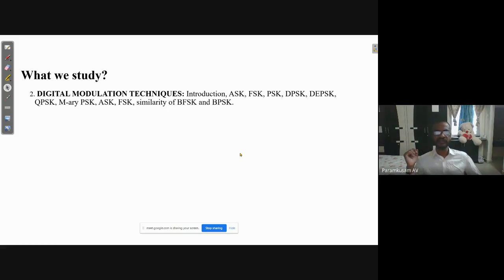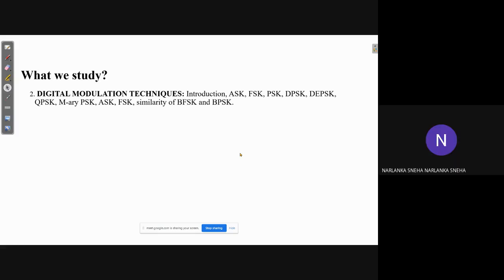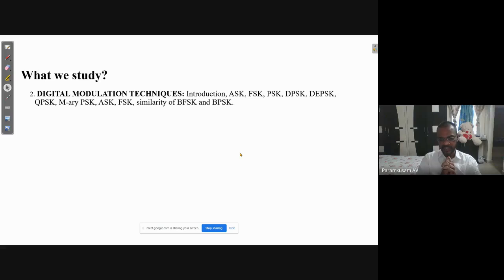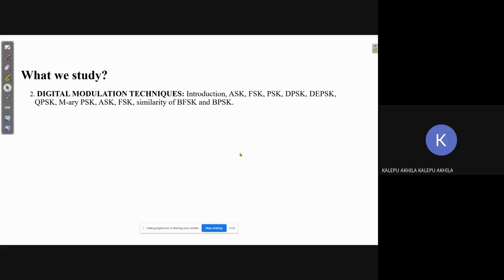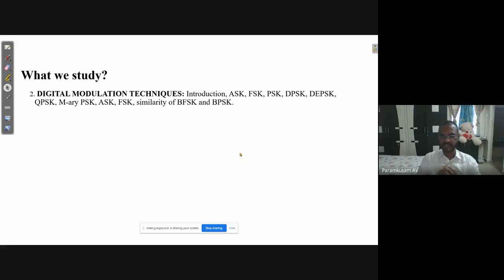Okay, next, frequency shift keying. Can anybody tell me what is frequency shift keying? Amplitude shift keying means the amplitude of the carrier is varied according to the amplitude of the digital signal. What is frequency shift keying? The frequency of the carrier is varied. Yeah, very good. The frequency of the carrier is varied according to the digital signal, meaning the amplitude of the digital signal.